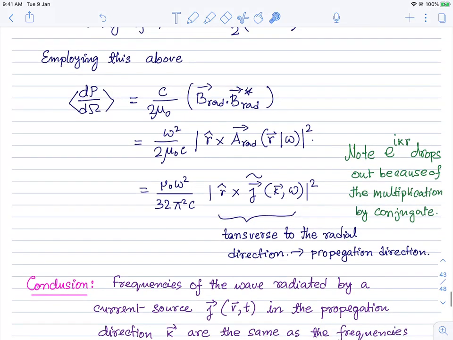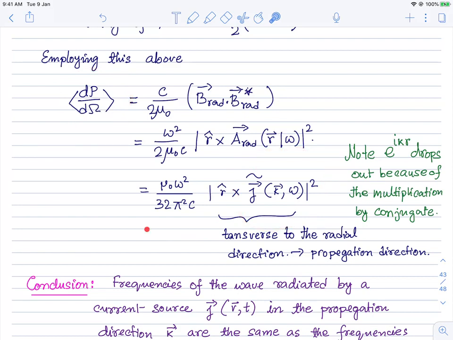So we see that the frequencies that are going to be present in the radiation are the frequencies that are present in the Fourier transform of the source, and basically in the transverse Fourier transform. Basically, you take the Fourier transform of the source and cross it with r. So this will be perpendicular to r hat, which is the direction of propagation of the wave. If you take the transverse directions compared to r hat, this is called the transverse current. So if you take the transverse current and find what frequencies are in it, those are the frequencies that are going to be present in the emitted radiation.